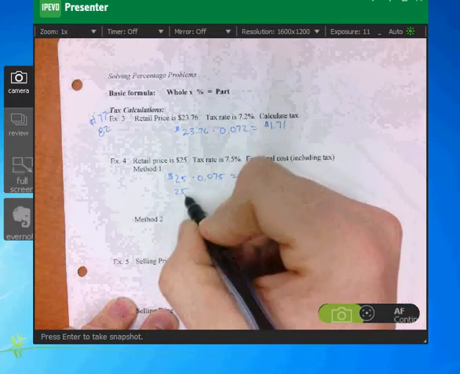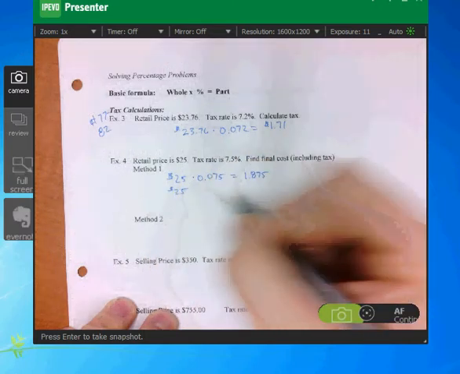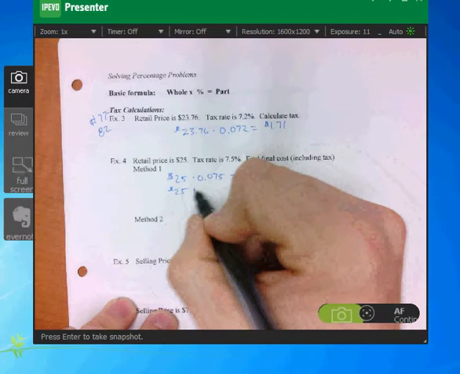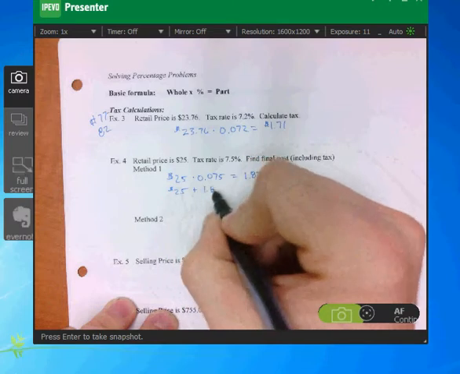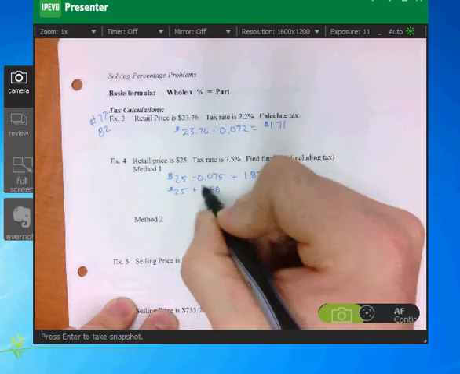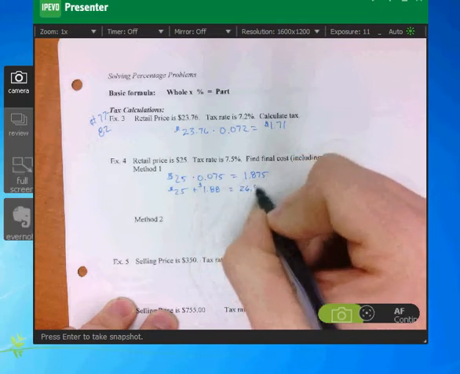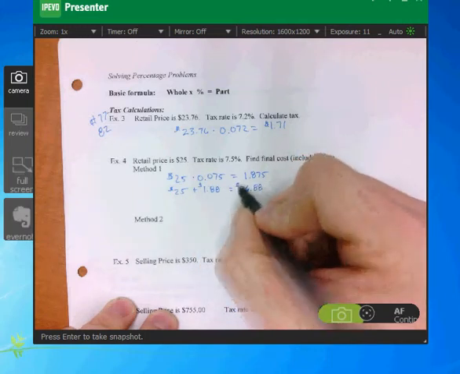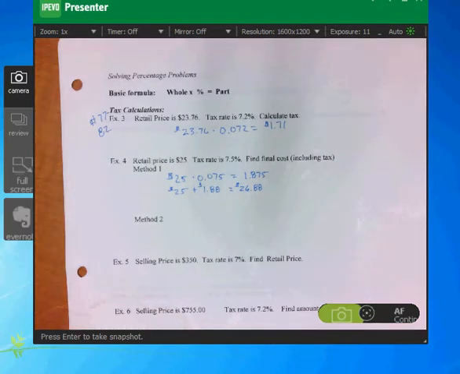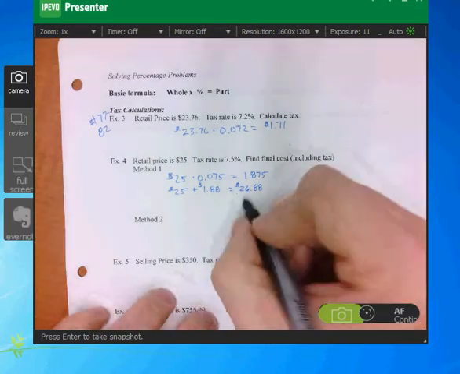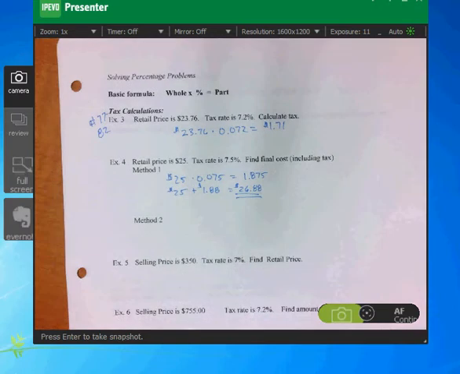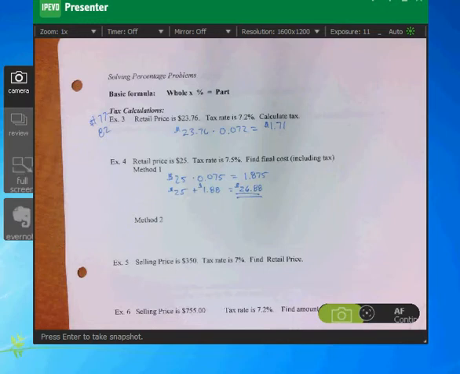So we take our $25 initial cost, and we're going to add that 1.88 if we rounded it to give us $26.88 would be our total there, price plus tax. Okay, so that's the long way. That's two steps there. You have to figure out the tax, and then you go back and add the tax.